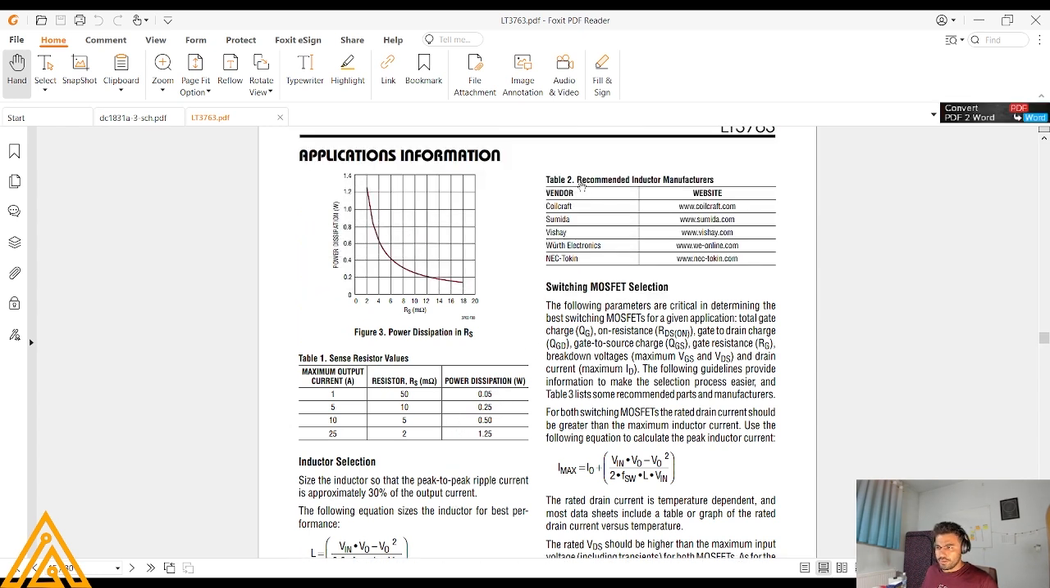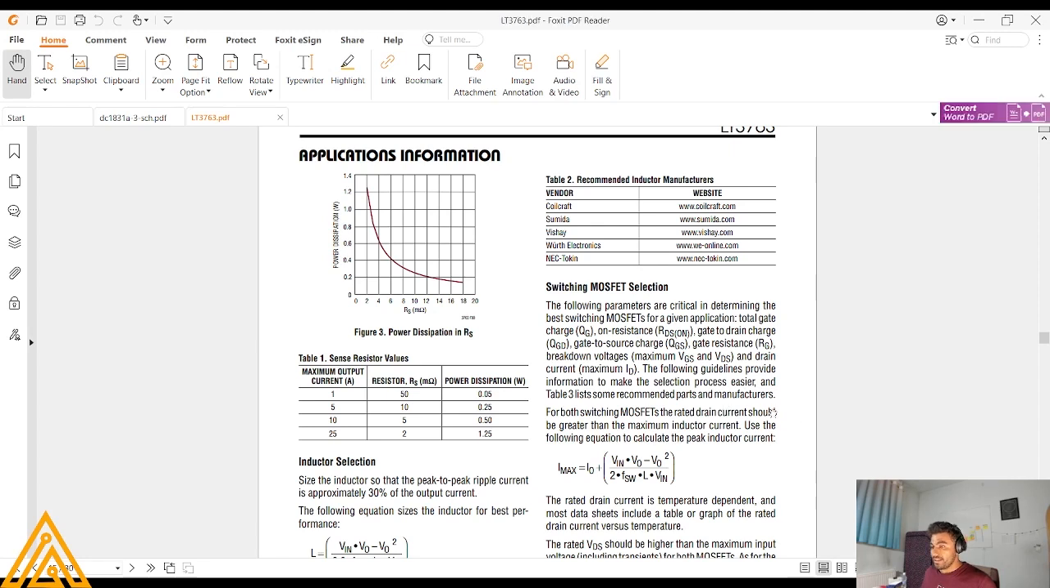And here are some of the recommended inductor manufacturers. One of the manufacturers that I really like is Coilcraft. Coilcraft has designed a number of inductors in several values that we can choose to work with, because in every size they have a product, so make sure to use their product.